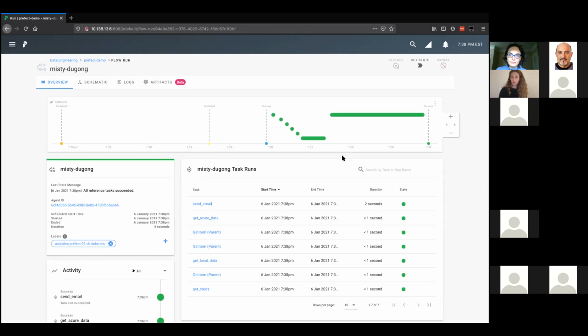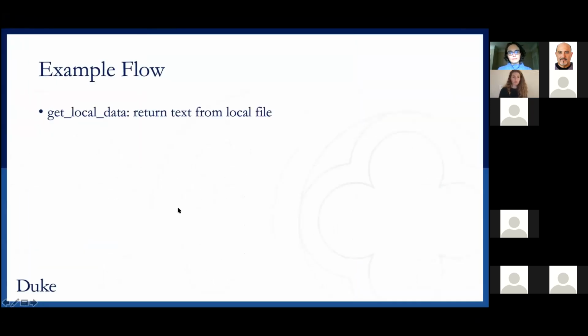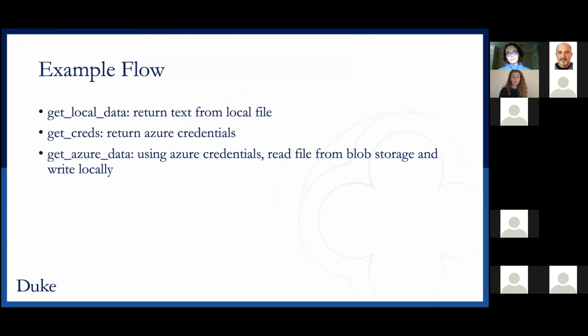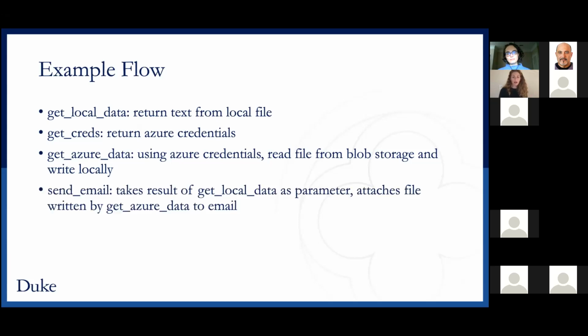So I want to think about the code that goes into building this flow. So again, I have a task that's going to get some text from a local file, and a task to get some credentials for Azure. And then one to read some data from our blob storage in an Azure account. And all three of these tasks were actually just basic plain old Python functions that we just decorated. So these you would just write as you would your normal Python code. And similarly with the last task, which is to send an email.